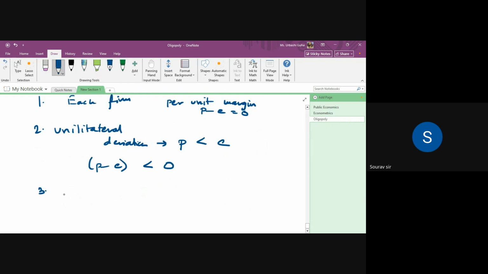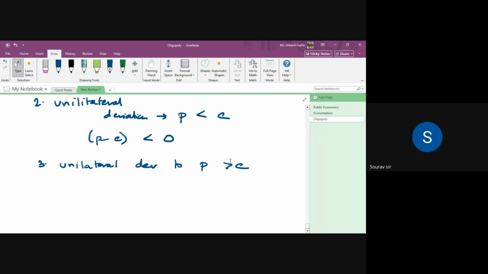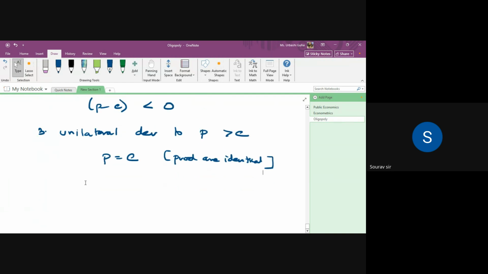And if I talk about the opposite also, because there can be several situations. So unilateral deviation to P greater than C. That means the rival remains at P equal to C. And why? Because here the products are identical, and the rival captures the entire market. So the deviator sells 0 and earns profit of 0, not profitable. Hence there is no profitable deviation from P equal to C, as we proved.